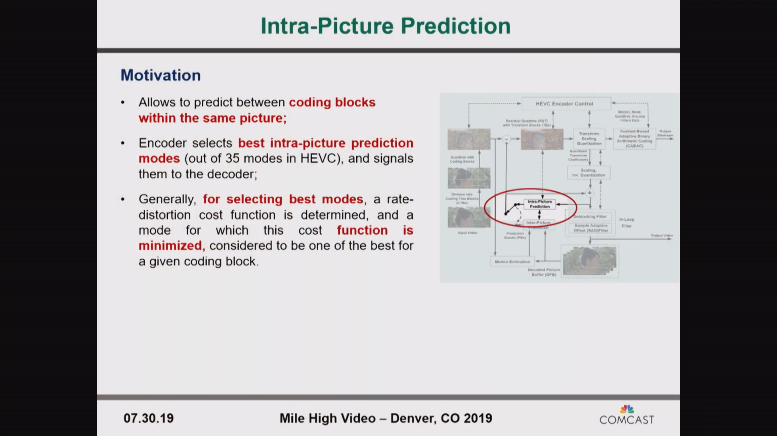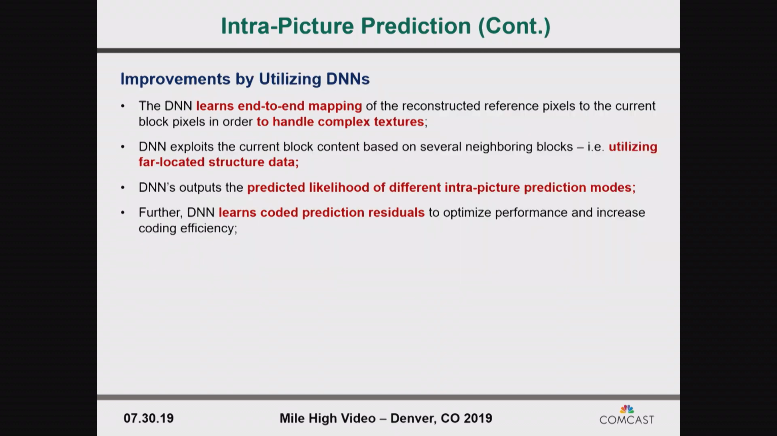network. Intra-picture prediction allows us to predict between coding blocks within the same picture. In HEVC we have 35 modes, so we actually need to select the best mode out of 35. And how we do this is we need to minimize the cost function. And how can we benefit from introducing neural networks? We can actually learn end-to-end mapping of reconstructed reference pixels to the current block pixels.